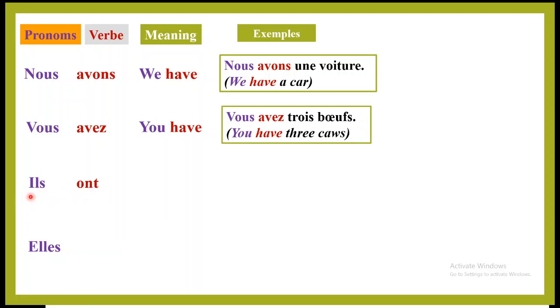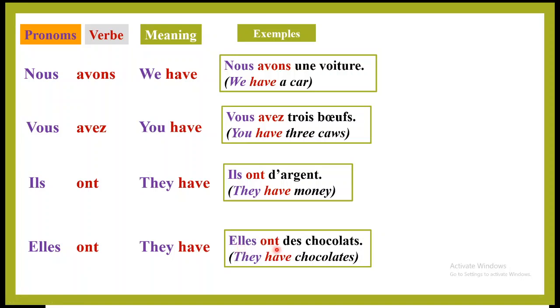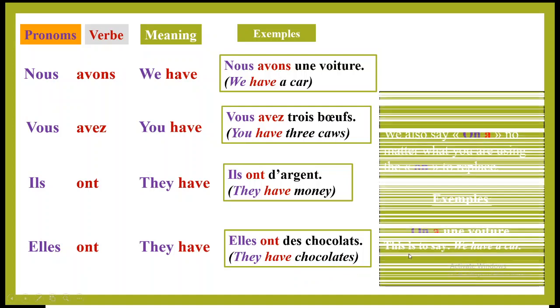On. Ils ont. They have. Ils ont d'argent. They have money. Argent. Money. Elles ont. They have. Elles ont des chocolats. They have chocolates.